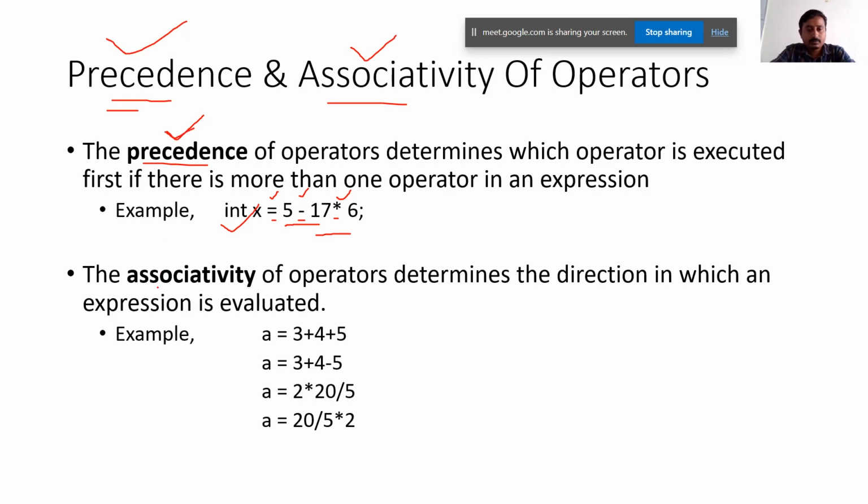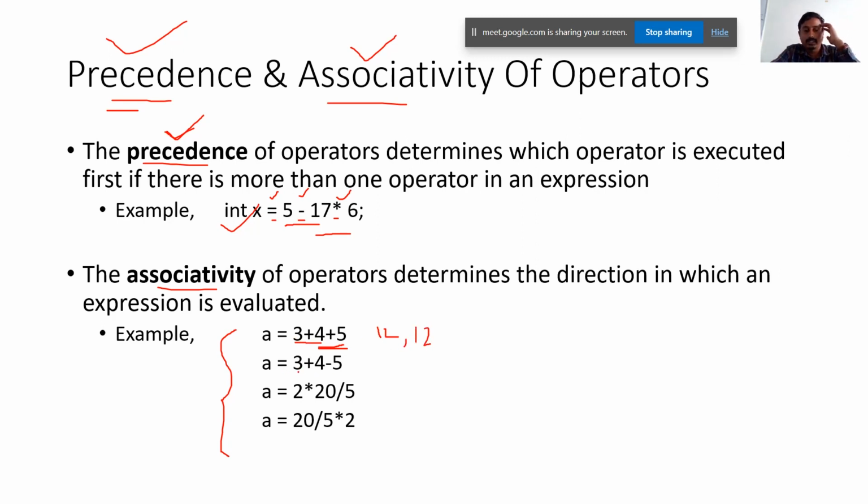Now second property is associativity. Now that can be explained by these 4 examples. So now here we have 4 expressions. First one is a equals to 3 plus 4 plus 5. Now whether to perform this 3 plus 4 first or 4 plus 5. So we will first execute 3 plus 4, so it will be 7 plus 5, that is 12. Now what if we execute 4 plus 5 first? So it will be 9, then 3 plus 9 will be 12. So anyway we are getting 12.